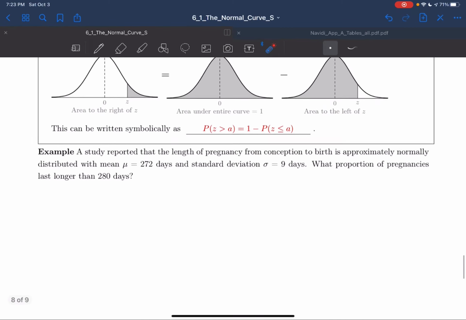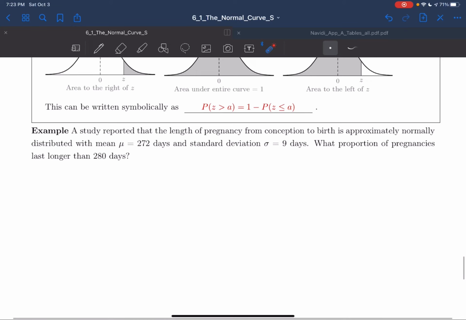So let's consider this example here. It's kind of the same thing with pregnancy, but we have a mean of 272 days with a standard deviation of 9 days. But here, the only difference is that we want to find the proportion of pregnancies that last longer than 280 days. And that's the key thing, that it lasts longer than 280. So that gives you an idea that we need to find the area to the right.